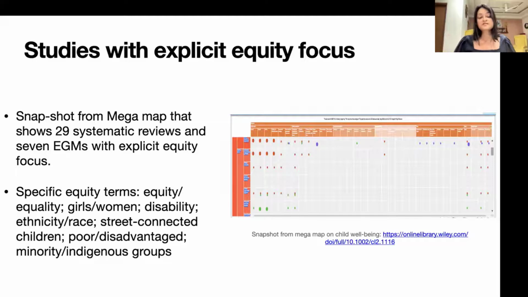But what is also interesting to note is that out of these 29 systematic reviews, there were some high quality systematic reviews as well that can be used by decision-making units to identify and use for decision making. Now, to identify these 29 systematic reviews, we used specific equity terms in our evidence maps, like equity, equality, girls and women, disability, ethnicity and race, street-connected children, poor and disadvantaged population, and minority indigenous groups.